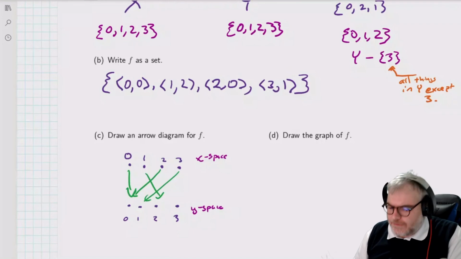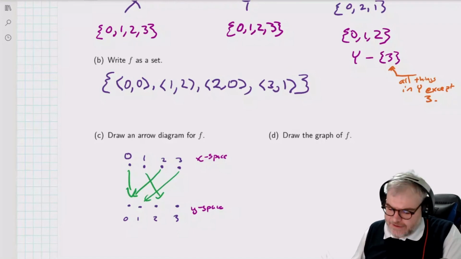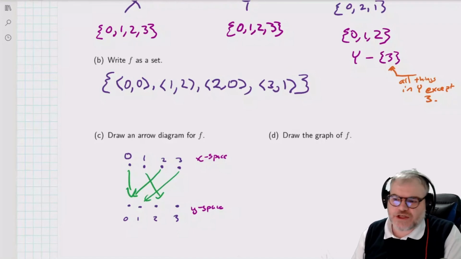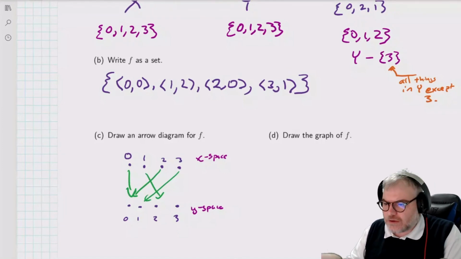Can you draw it the other way around? Can you draw it horizontally? Yes, you can. But if you draw them horizontally, you really should label them. But that is legal.